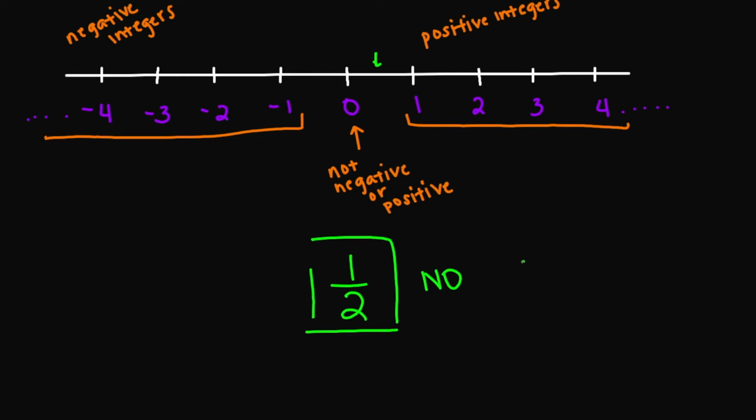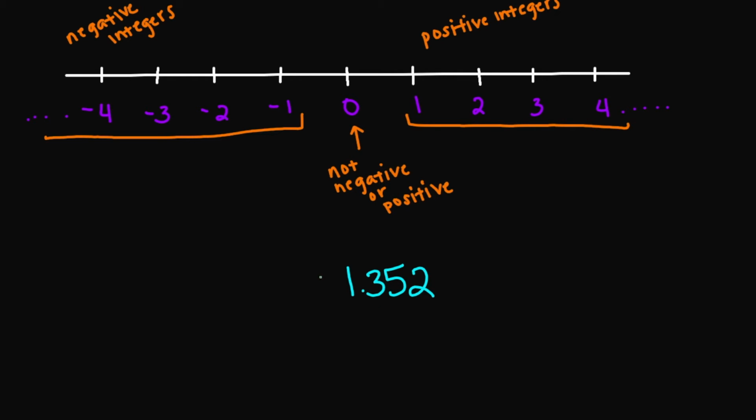And even if I did -1/2, is -1/2 an integer? Nope, it is not an integer because -1/2 is not a whole number. Although it is a negative number, 1 over 2, like we said, is not a whole number. What about 1.352? Is 1.352 an integer?